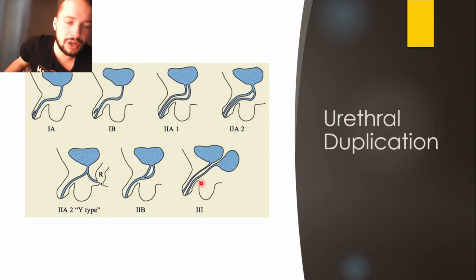Depending on the type of duplication, patients might be asymptomatic. Symptoms include UTI, epididymitis, and incontinence. Surgical excision of the duplication is mainly reserved for recurrent symptoms.